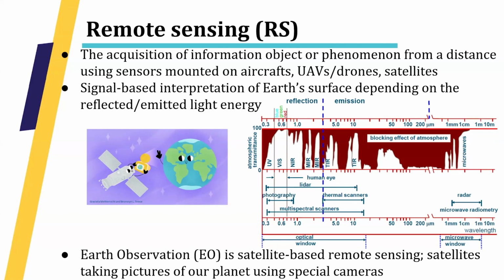So it's a signal-based interpretation of Earth's surface, depending on the reflected energy, the light energy emitted from the surface. You can see on the graph there are remote sensing windows, these white windows here, and the way sensors capture the emitted or reflected energy depends on that window. Specific sensors can capture specific signals or energy.